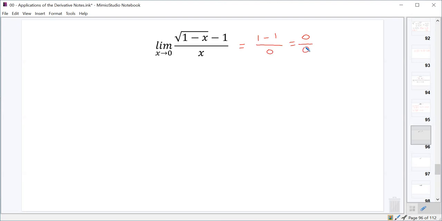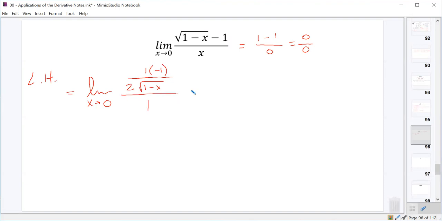Now you're going to write out each time that you're using L'Hopital's rule, but I'm just going to say LH, L'Hopital's rule. This tells us that this is equal to the limit as x approaches 0 of the derivative of the numerator, and the derivative of square root of 1 minus x is 1 over 2 root 1 minus x times the derivative of 1 minus x, which is negative 1. And then the derivative of the minus 1 right there is 0. And then all over 1.